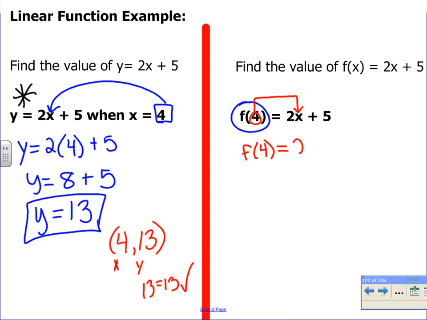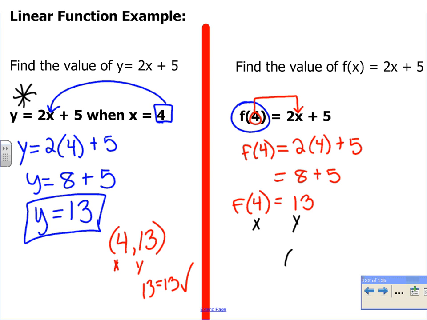So we have f of 4 equals 2 times 4 plus 5. I'm just going to start writing equals now. 2 times 4 is 8. Rewrite your plus 5. And then 8 plus 5 is 13. So the function evaluated at 4 is equal to 13. So I want you to do this. The number inside of parentheses is always x. What f of x is equal to is always y. Remember, f of x is the same thing as y.